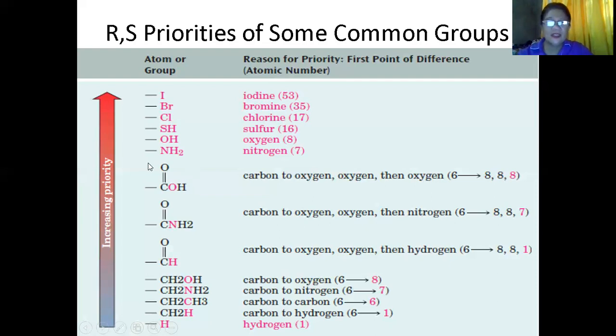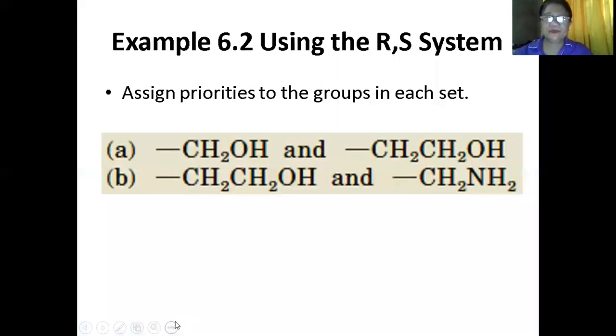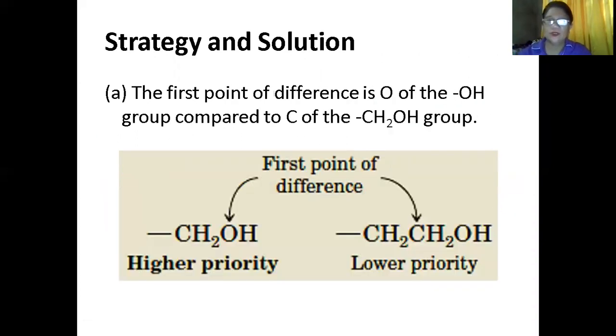Then this is the carboxylic group, the COOH. Then this one, the one that contains the nitrogen. This is the COH group, the carbon to oxygen, then hydrogen. So the least priority is the hydrogen. So let us now assign the priorities in each group.